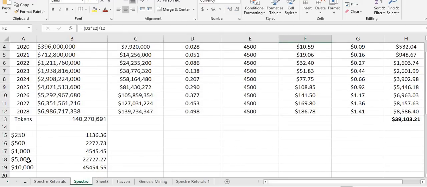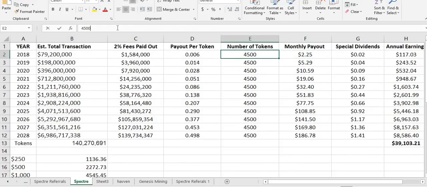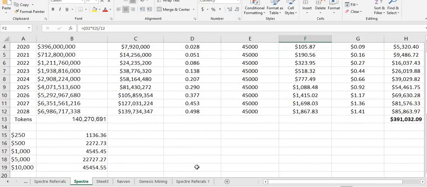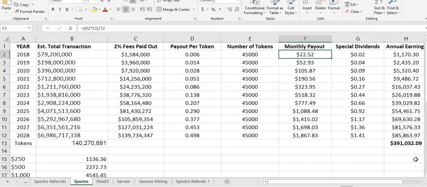So let's go straight to 10,000. You're going to have 45,000 tokens in there. So we'll just add another 0 there, tab through. And now we're talking about, would you spend $10,000 today to potentially generate yourself $391,000 in passive income, guys? This is passive income, and it's paid out in Ethereum over the next 10 years.